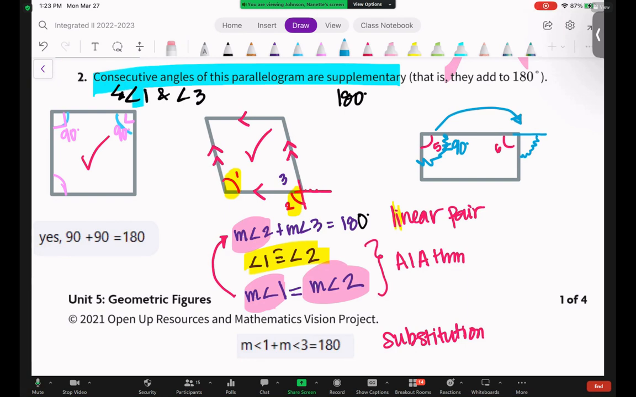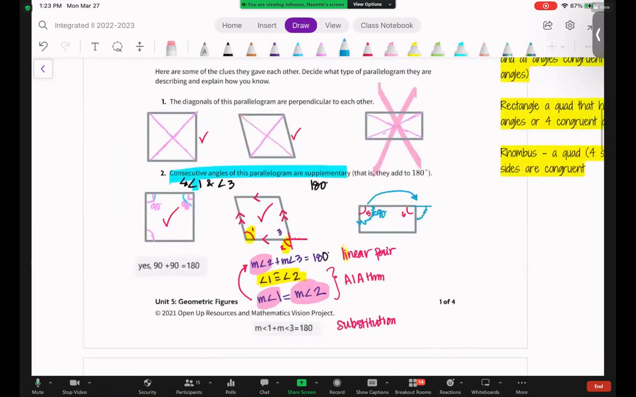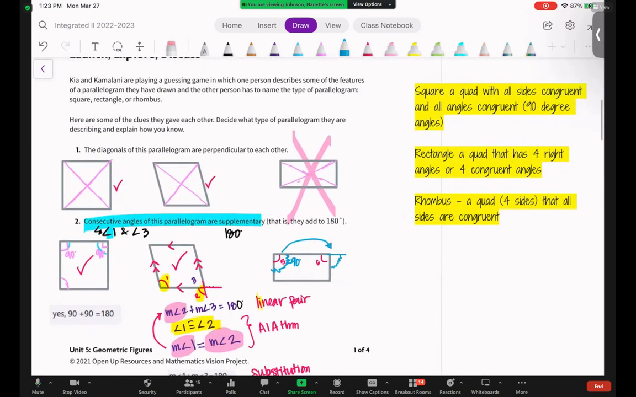Yes, because that's the definition of a rectangle. That's what we came up with over here, right? A rectangle has 4 right or congruent angles, so they're all 90 degrees. So are you saying that 90 plus 90 is 180? Yes. All 3 of them are yeses? Yep, all 3 of them are yeses.